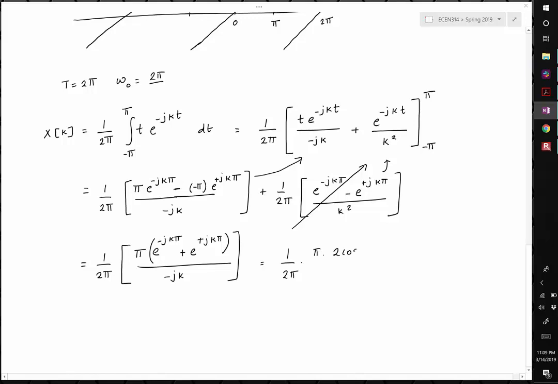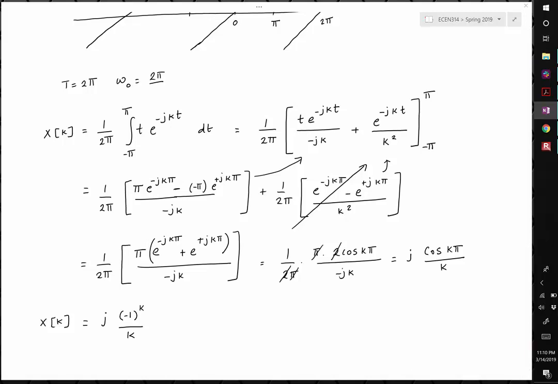pi times 2 cosine k pi divided by negative j times k. The 2 and the 2 cancel out, the pi and the pi cancel out, and the 1 over negative j can be written as j. I get something nice, which is cosine k pi divided by k. And notice that cosine k pi is nothing but negative 1 to the k, and therefore the Fourier series coefficients are simply j times negative 1 to the k divided by k.